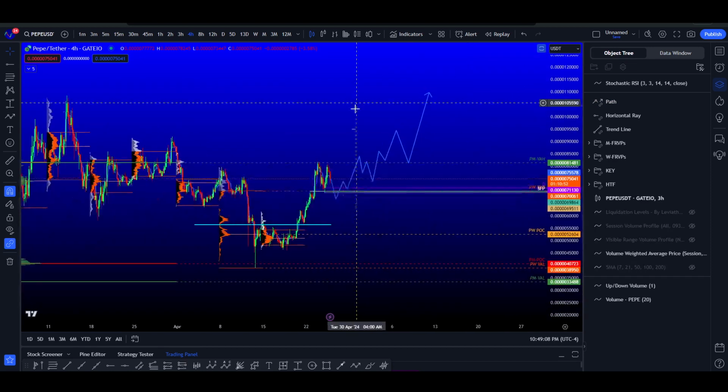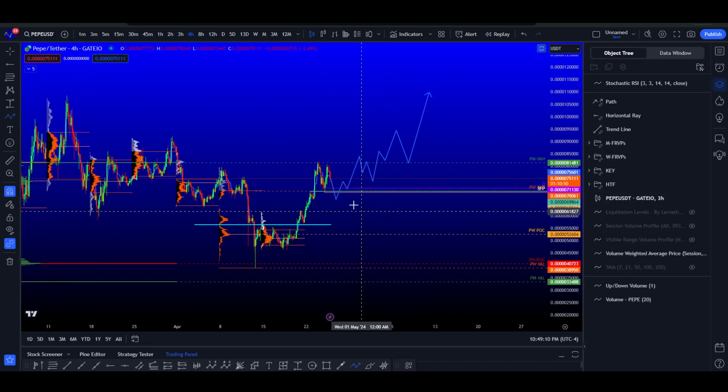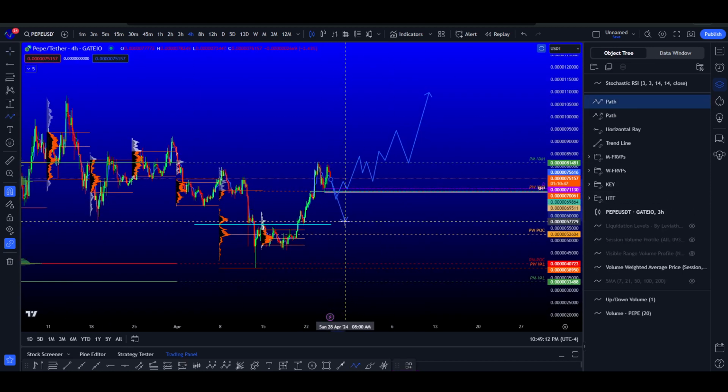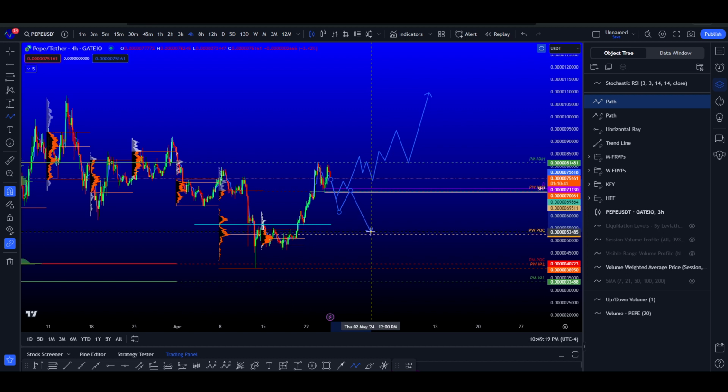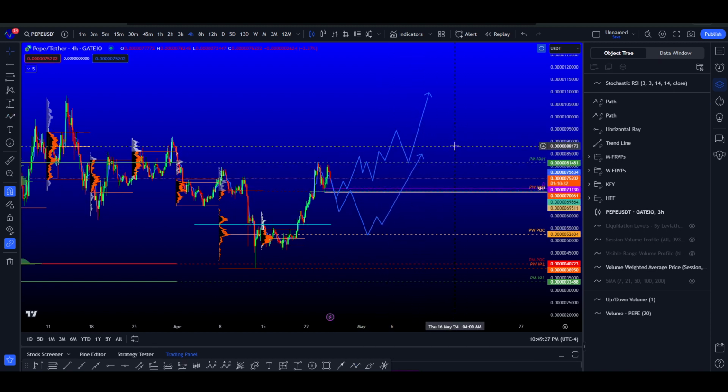So that's what I can see with Pepe, but like I said, if we do lose this level, then there's no doubt in my mind that we will at least come down and test this demand zone. May even tap the value area high, point of control of the weekly volume profile before reclaiming, tapping that level, and then shooting for higher. So that's exactly what I expect for Pepe in the near future.